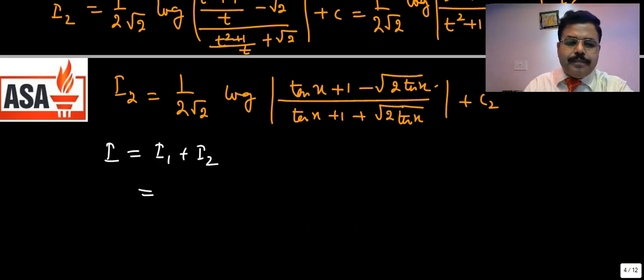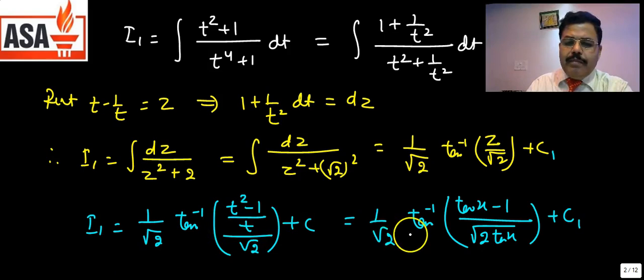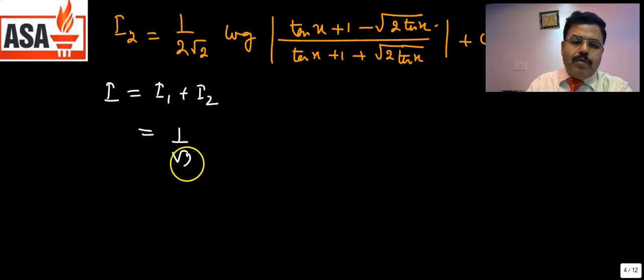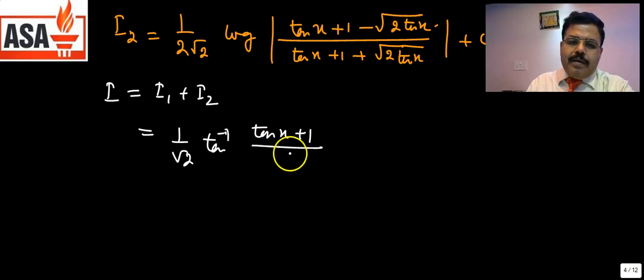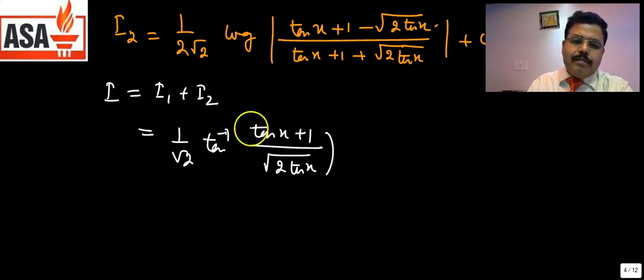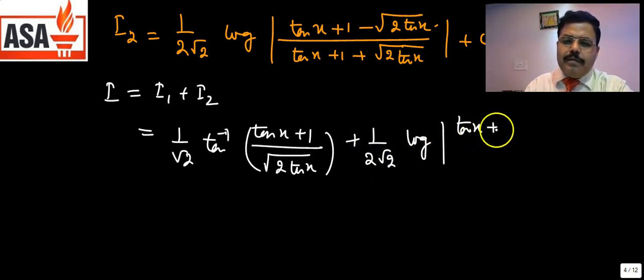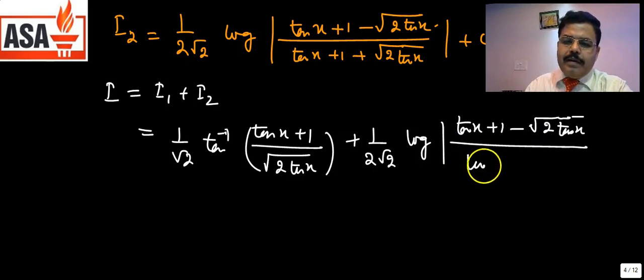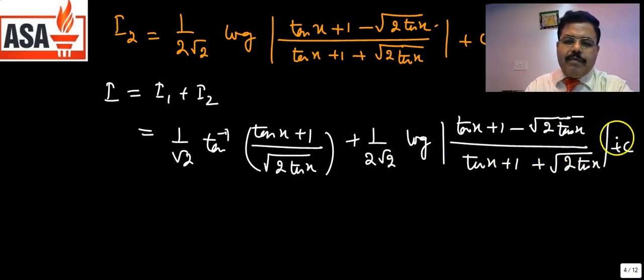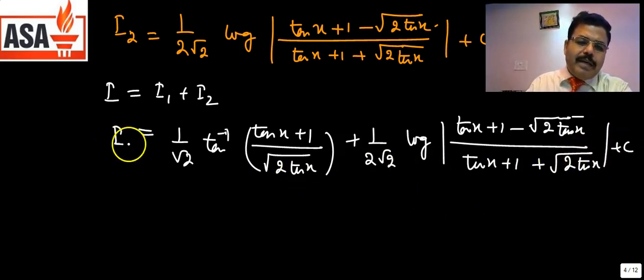So what was this? I1 was here 1 by 2 tan inverse (tan x − 1) upon (√2 tan x), 1 by root 2 tan inverse (tan x + 1) upon under root 2 tan x, right, plus 1 by 2 root 2 log (tan x + 1 − √2 tan x) upon (tan x + 1 + √2 tan x) plus c. So that will be c1 plus c2 is equal to c. So that will be indeed the answer of this question.